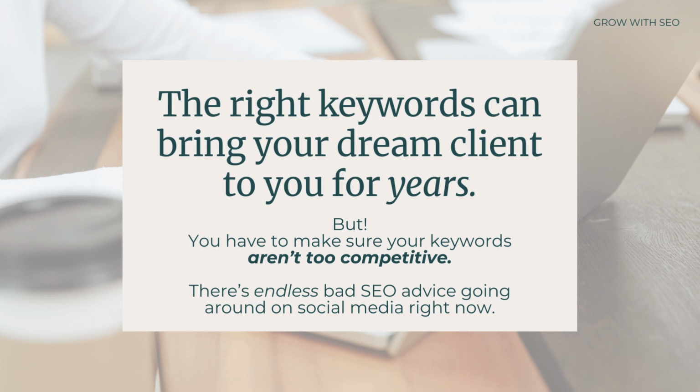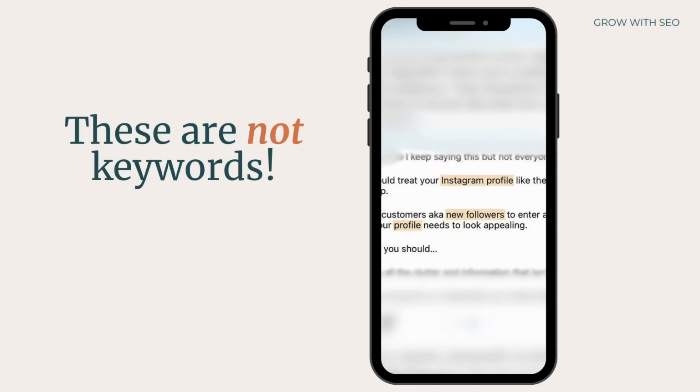Okay, so right now there's endless bad SEO advice going around on social media. For example, there's people showing you that you need to put keywords in your caption. So this one says highlights, Instagram profile, new followers, and profile. Those aren't keywords. They're just words. And I don't know why people think that these are keywords, but they're not. There's no strategy behind those words.